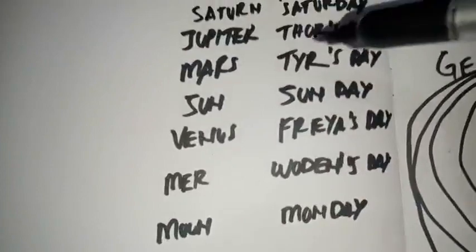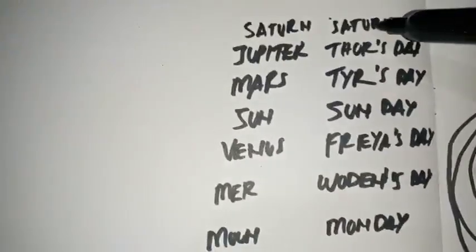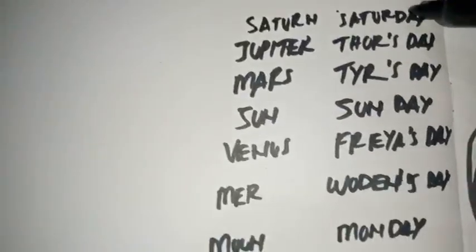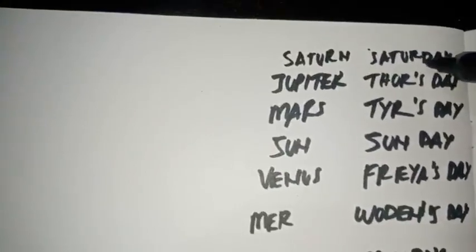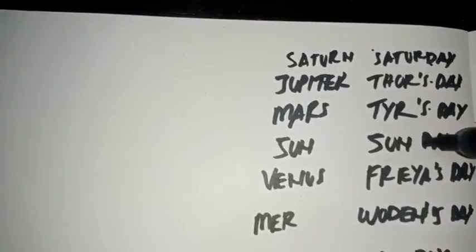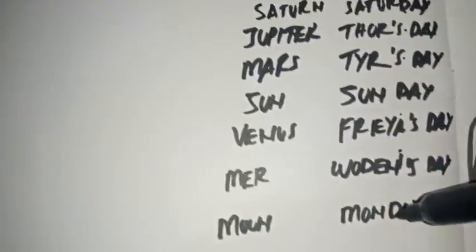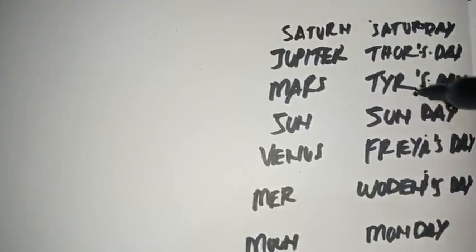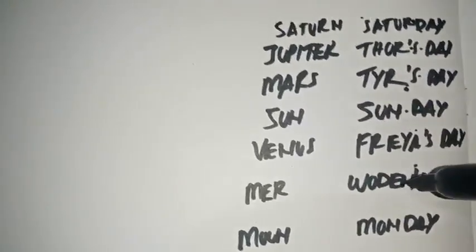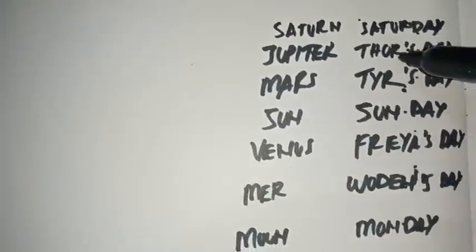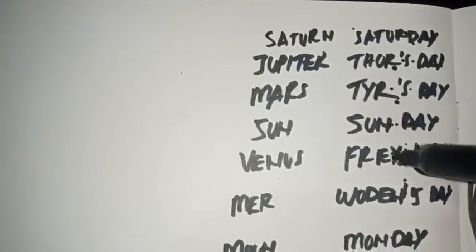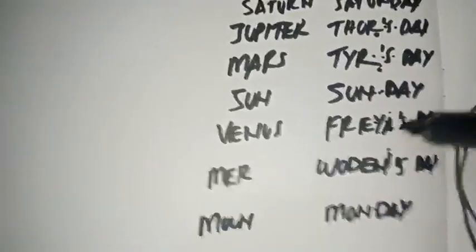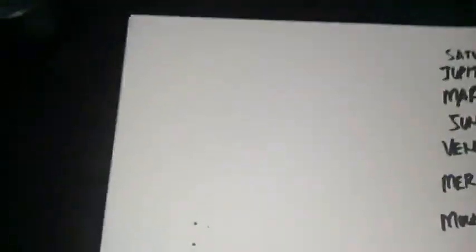So you can see the same order of skipping four. Saturday should be the first day of the week. From Saturday you skip four: one, two, three, four, you get Sunday. Skip four again, you get Monday. Skip four again, you get Tuesday. One, two, three, four, Wednesday. One, two, three, four, Thursday. And then one, two, three, four, Freya, that is Friday. So let us draw a septagram so that you see how this all ties together.